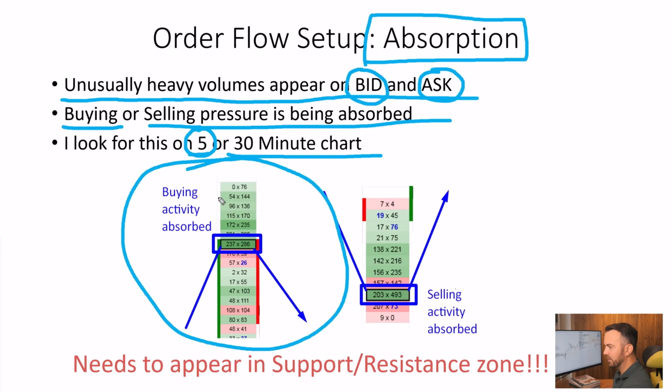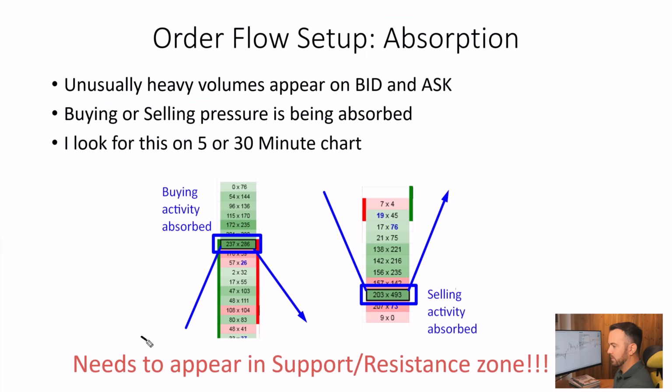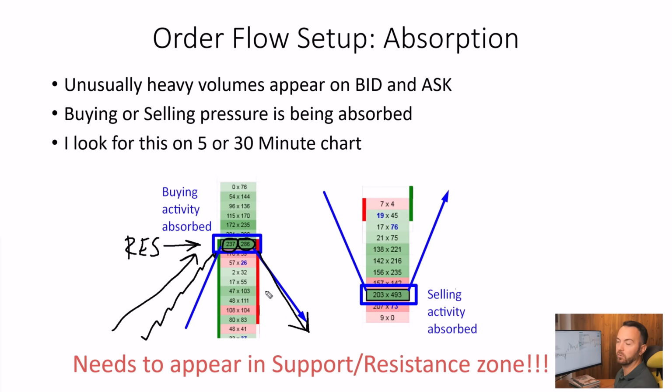So if you look here, this is an example where buying activity gets absorbed. The price was going up, then probably hit some resistance here, and unusually huge volumes were traded both on bid and ask. It's important that the heavy volumes are both on bid and on ask. So we have heavy volumes on bid and ask, and this means the market is absorbing the buying pressure, and eventually the buyers run out of fuel and sellers take over and the price goes down. So this is buying activity absorbed.